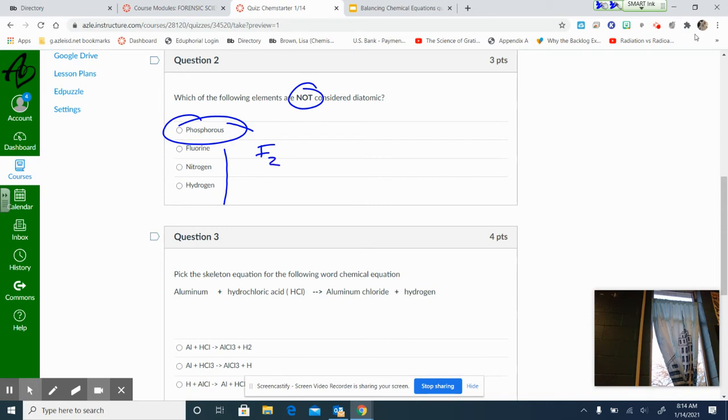So when fluorine is by itself, it's F2, nitrogen is N2, and hydrogen is H2. So all those are diatomic. So the only one that's not is phosphorus. Phosphorus can be found in nature by itself. Scroll down.